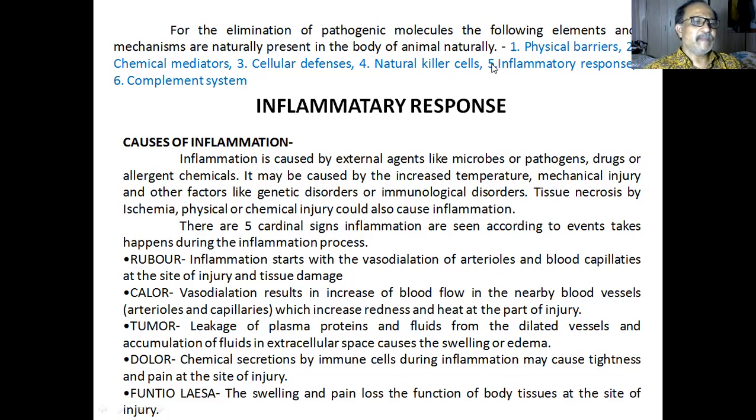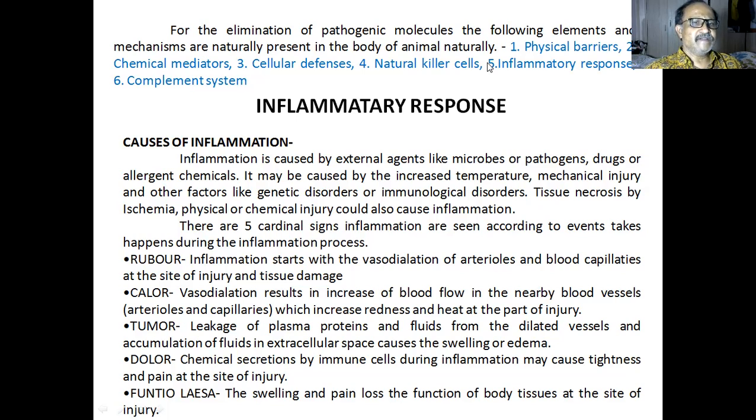Then the inflammatory response. This inflammatory response is one of the mechanisms for fighting against the pathogens. This is included in the innate immunity. And last is the complement system. Certain proteins are present in the body of the animal. There are about 30 types of different proteins which fight against infection by a series of biochemical reactions.